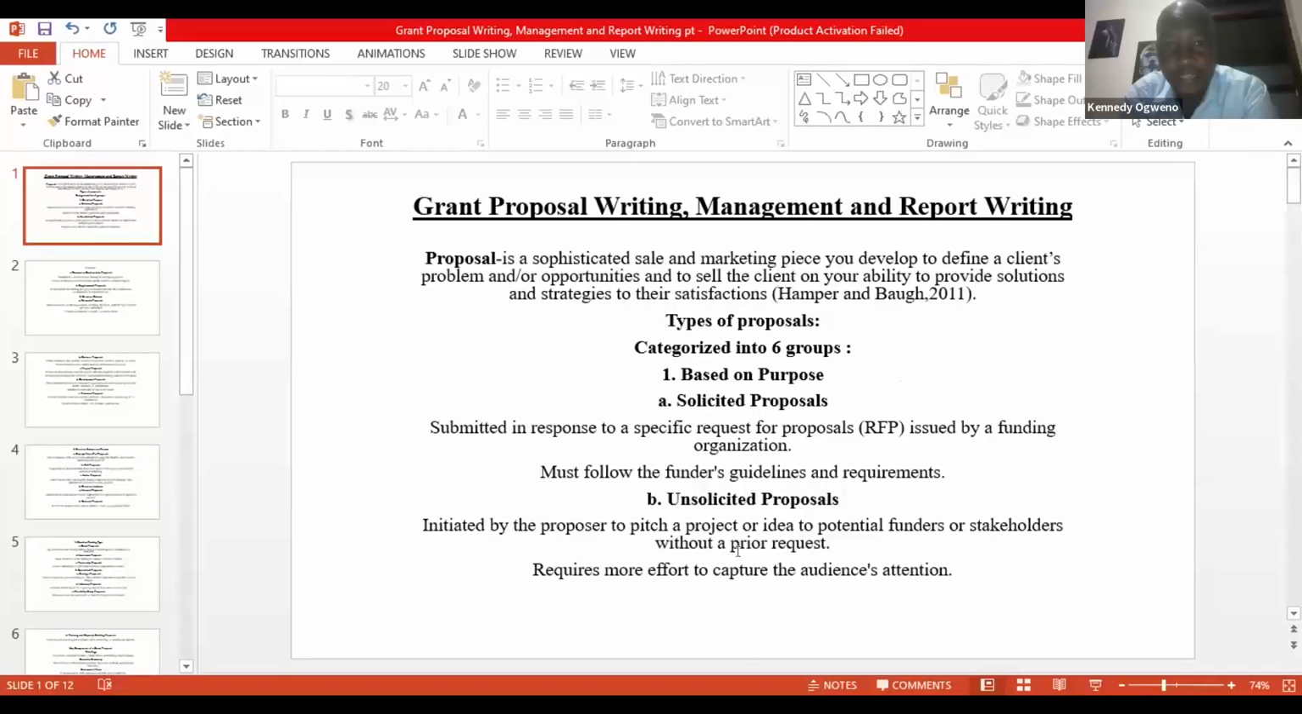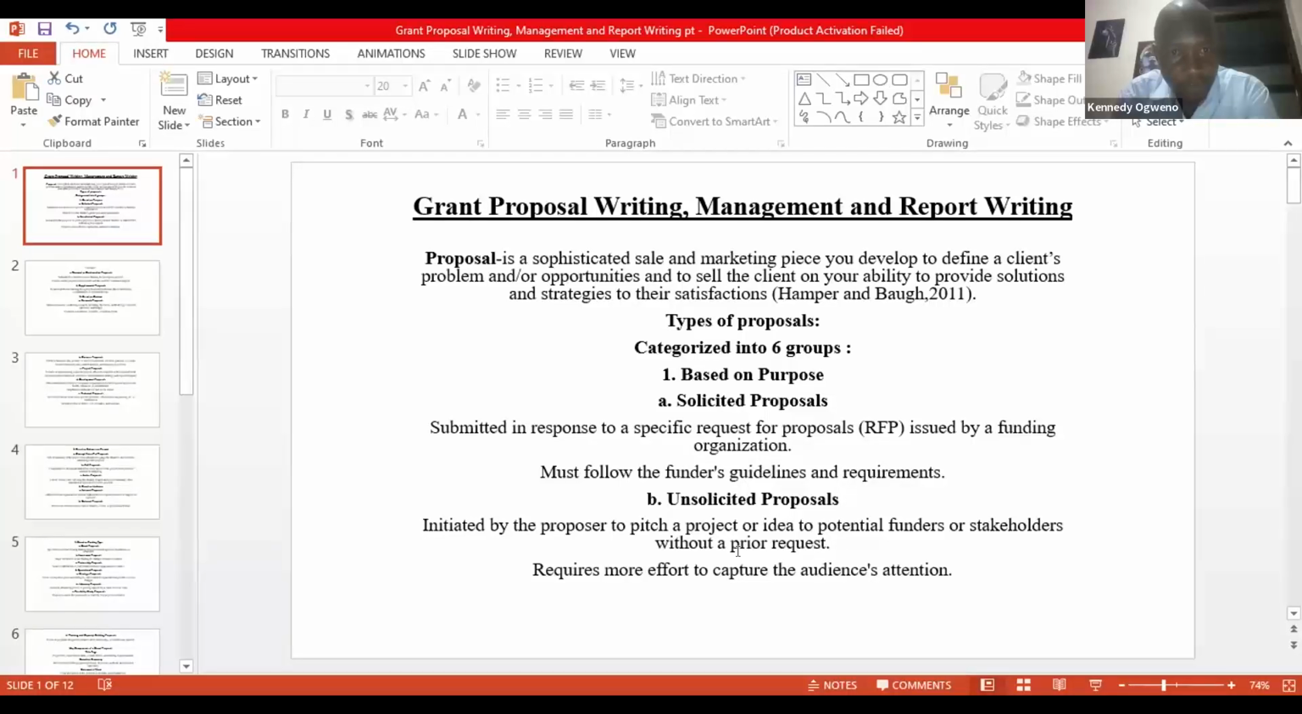And just to start it off, to talk about grant proposal writing, management, and report writing, let's start with the definition bit of it. What is a proposal? That's the most important thing. What is a proposal? Because we have got different proposals. We've got proposals for grants. We've also got proposals for probably students at academic level.